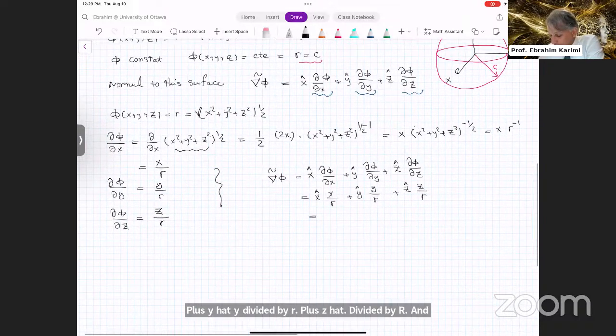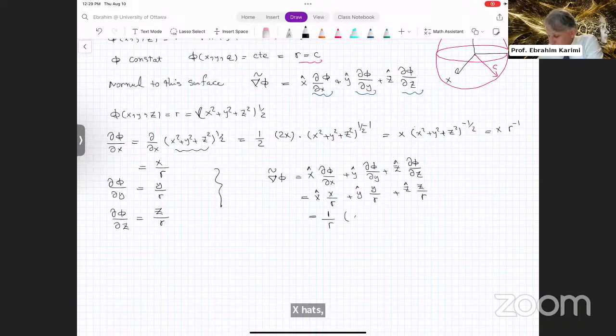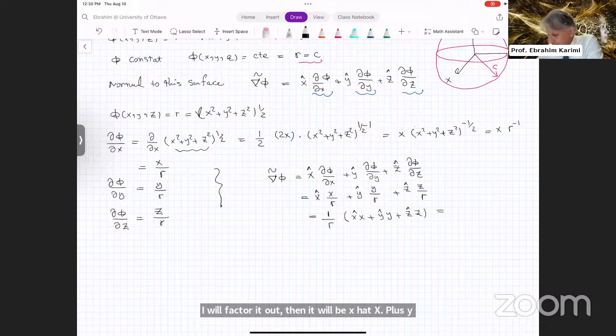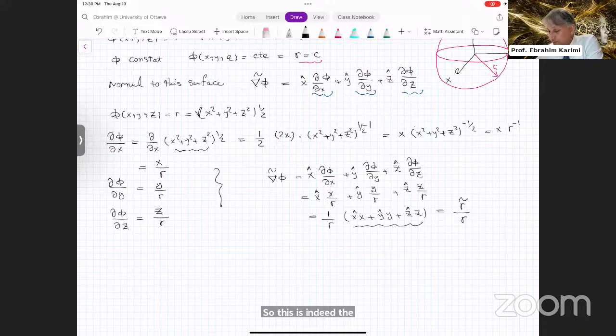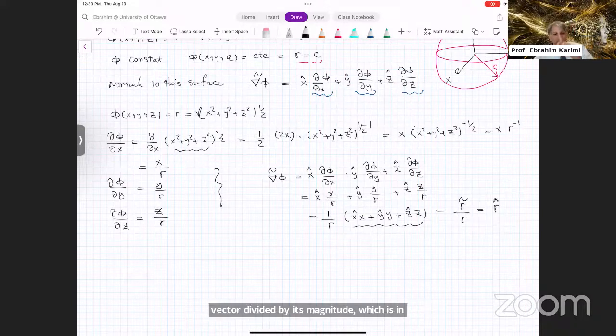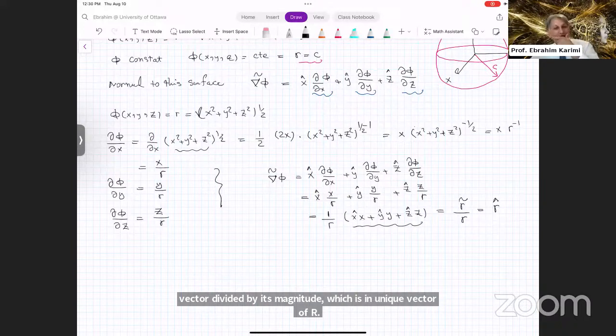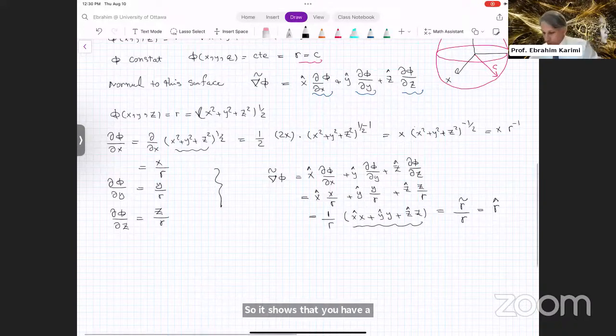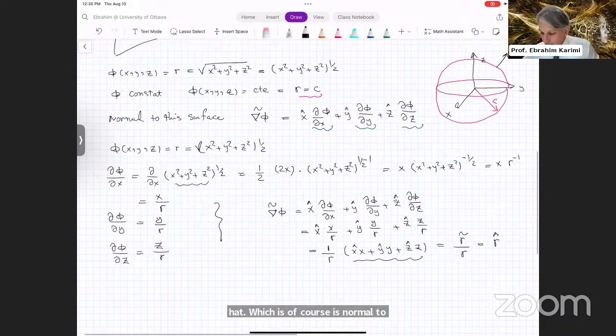The denominator is identical for all of them, so I will factor it out. Then it will be x hat x plus y hat y plus z hat z. So this is indeed the r vector. So you get the r vector divided by its magnitude, which is the unit vector of r. So it shows that you have a radial unit vector r hat, which is, of course, normal to this surface. And remember, r hat is changing, right?